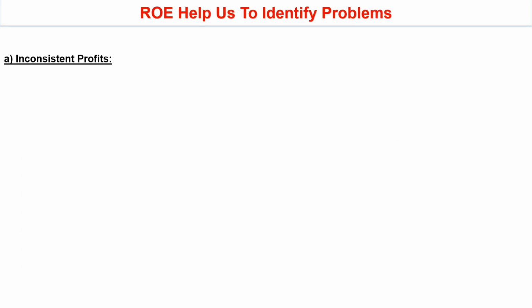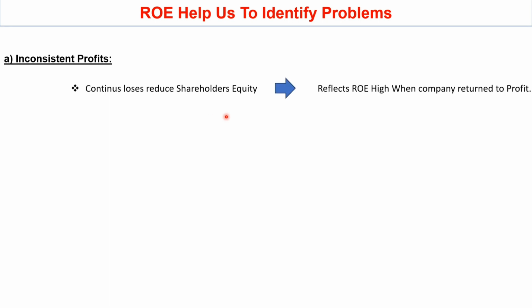Next, the ROE can help us to identify problems. First one is inconsistent profit. Let's say if the company is continuously making losses, it can reduce the shareholders' equity, which reflects in a high ROE when the company returns to profits. Here it is because the denominator is becoming smaller and smaller.